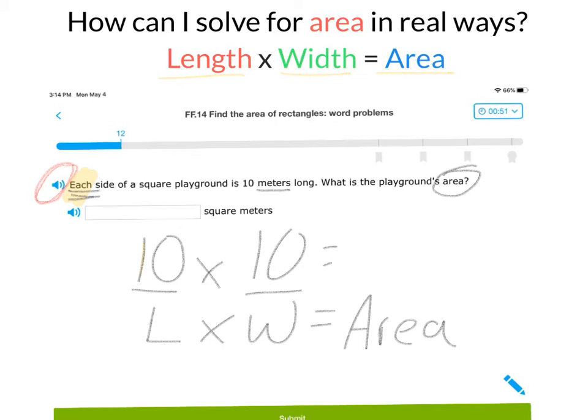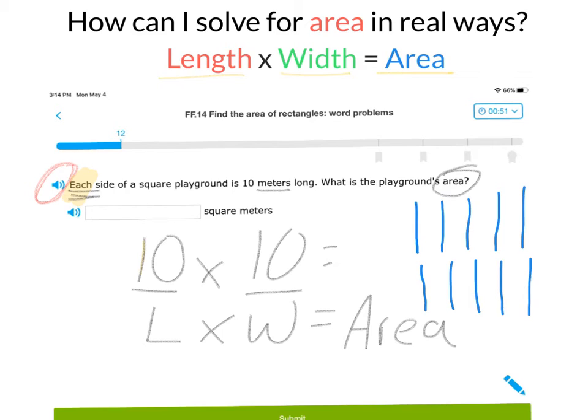Go ahead and pause this, and however you desire to solve it, you go right ahead. Maybe you want to use repeated addition. Maybe you want to use loops and groups. Maybe you want to just count by tens 10 different times. But go ahead and solve this and restart it when you have the answer.